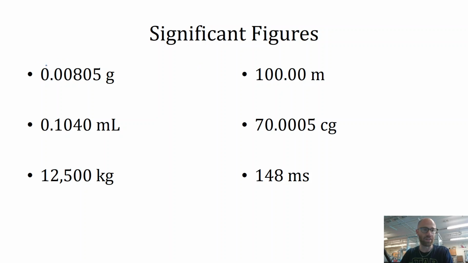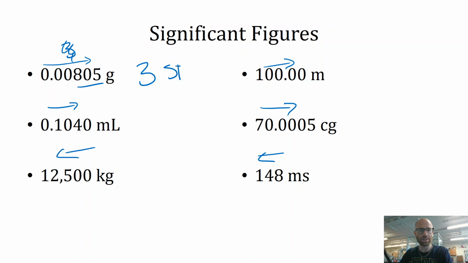I'm just going to get started though. So we're going to go to the right, to the right, to the left, to the right, to the right, to the left. 805, that's 3. I'm going to write it right here. 3 significant digits, significant figures.